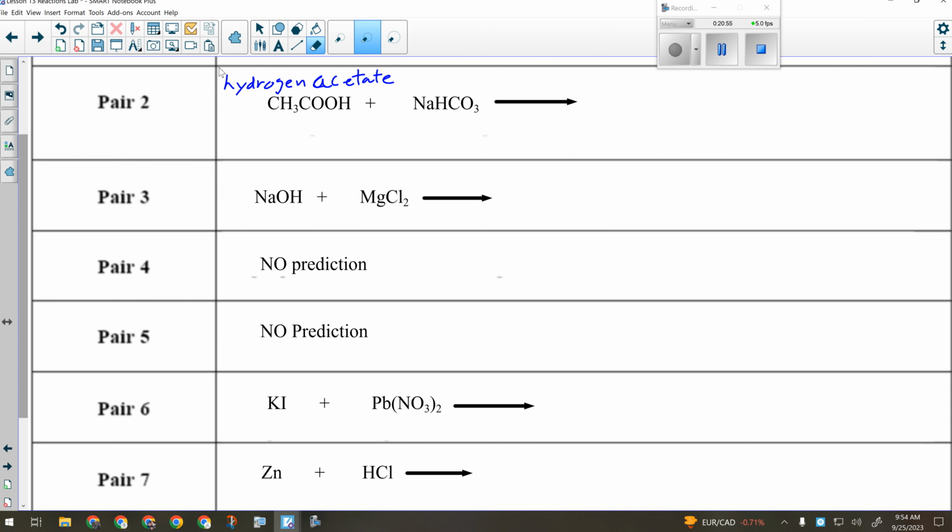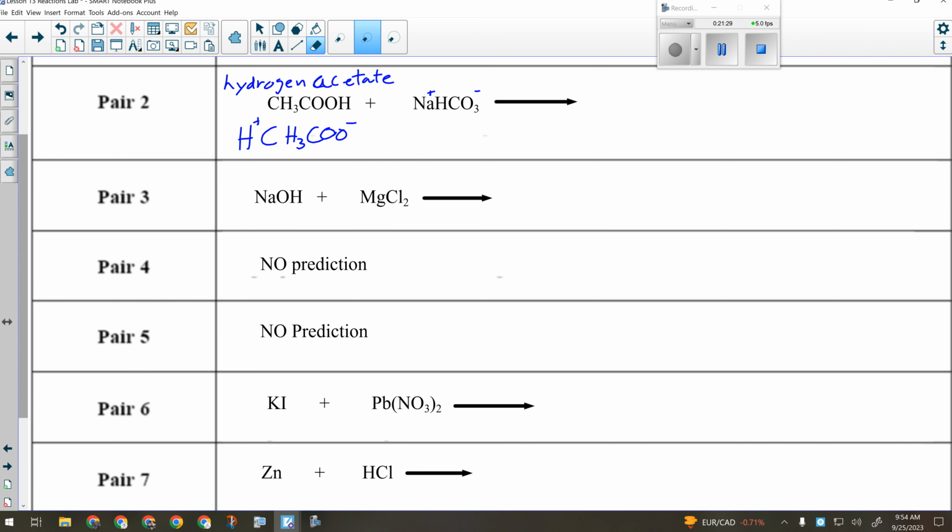Hydrogen acetate is an ionic compound, but it's written backwards. If we were writing it like an ionic compound should be written, it would be H+ with the acetate ion, CH3COO-. So the hydrogen is acting as the metal, even though it's listed last. It's just a weird formula thing that you have to do with this one. And it's reacting with sodium hydrogen carbonate. Hydrogen carbonate is an ion, HCO3. It's on your polyatomic ion chart there.